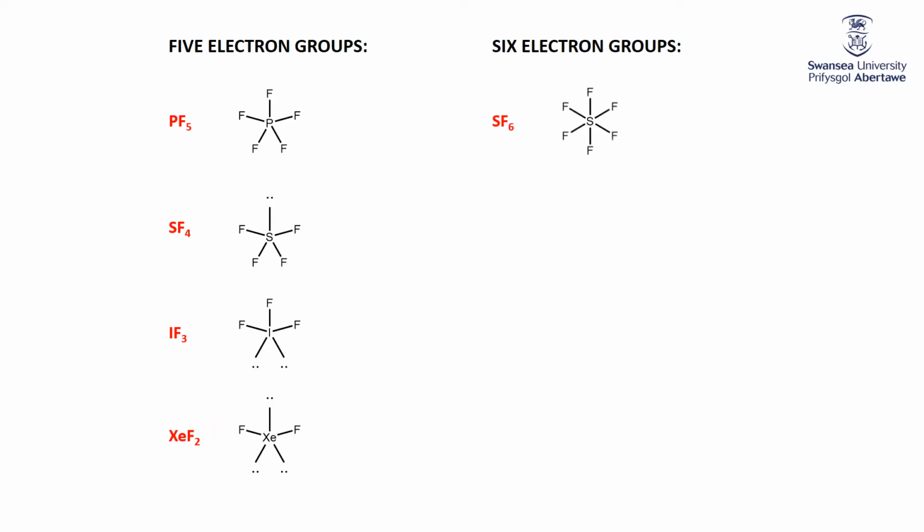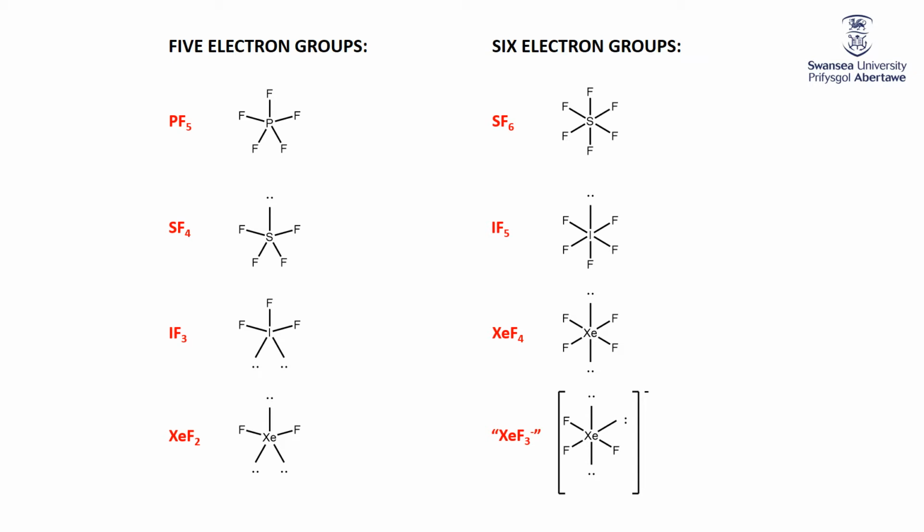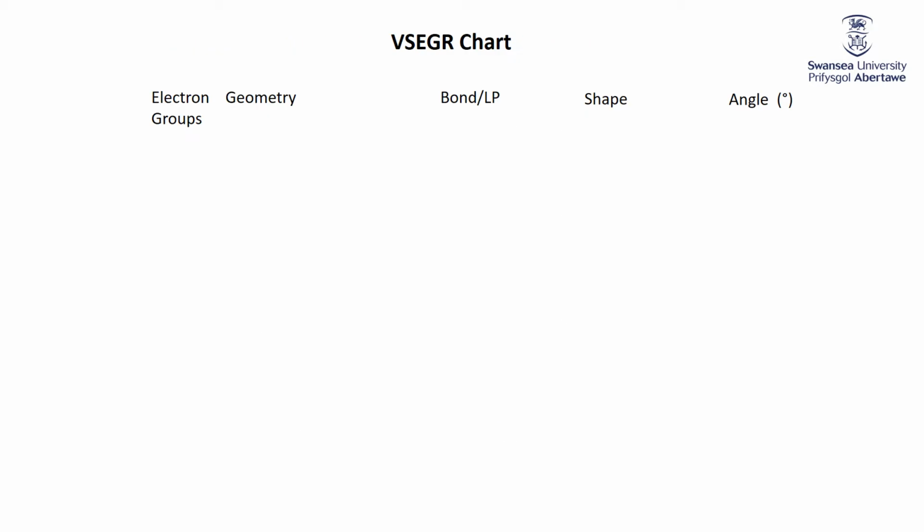You can also draw ones that have 6 groups of electrons. SF6, 6 bonding groups, no lone pairs. IF5, 5 bonding groups, 1 lone pair. XeF4, 4 bonding groups, 2 lone pairs. And then the pseudo-imaginary anion XeF3 minus, 3 bonding groups, 3 lone pairs. Assigning our VSEPR considerations to these, so expanding the chart out.